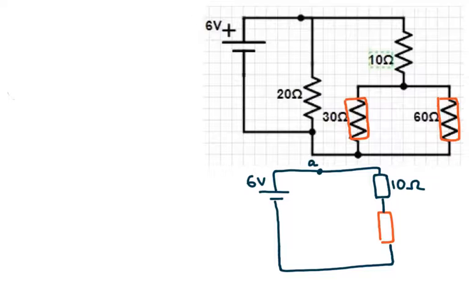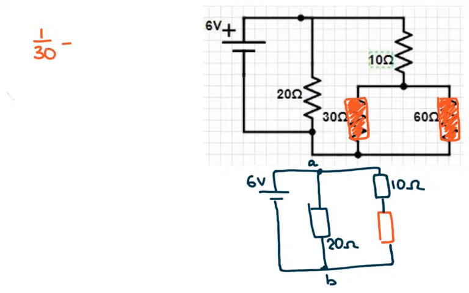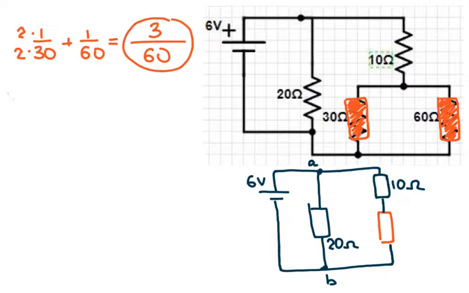Let's call this point A and this point B. Between A and B, I have a 20 ohm resistor connected to a 20 ohm resistor. So calculating the total resistance of 2 parallel resistors: if they're connected in parallel, I have 1 over R equals 1 over the first plus 1 over the second, and the result has to be flipped over. The common denominator is 60. So I multiply the top and the bottom of the first fraction by 2, and I get 3 over 60. So the result has to be flipped over. So the total resistance is 20 ohm.